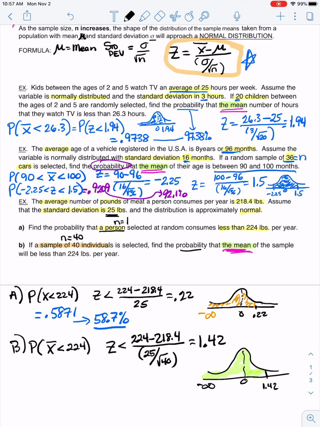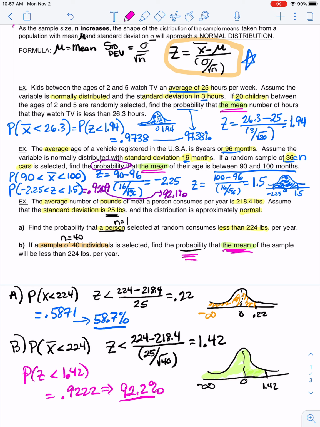So when you do that calculation, your normal CDF and such, this time I came up with the probability of z less than 1.42. I have 0.9222, or if you prefer a percentage, 92.2% would be the answer for that probability.